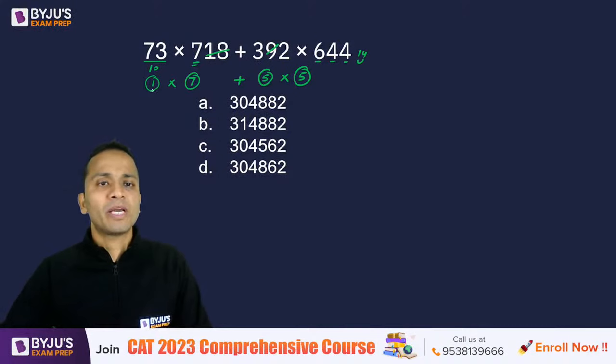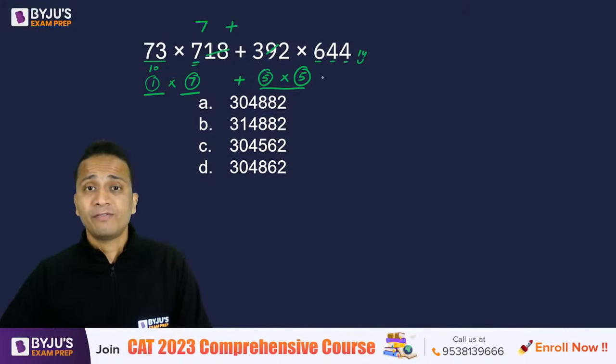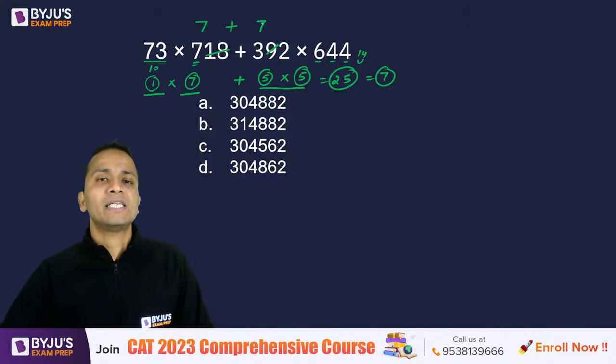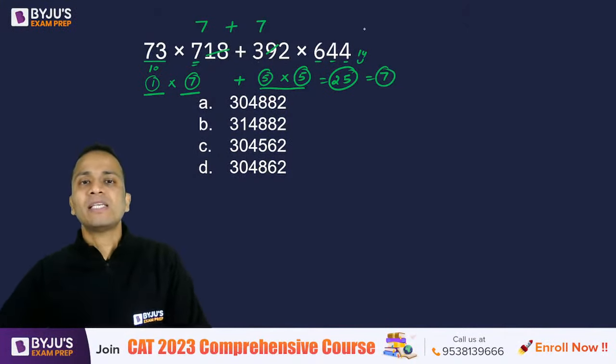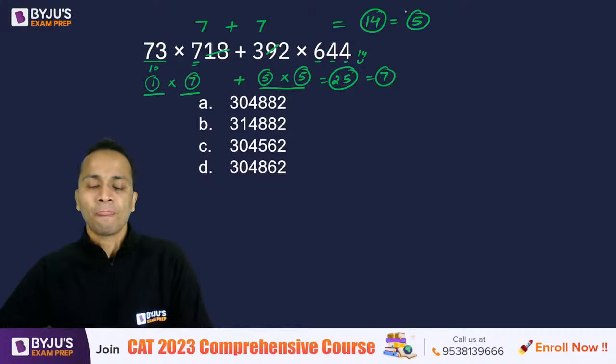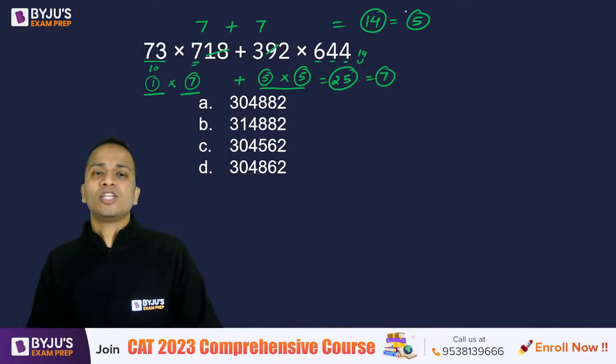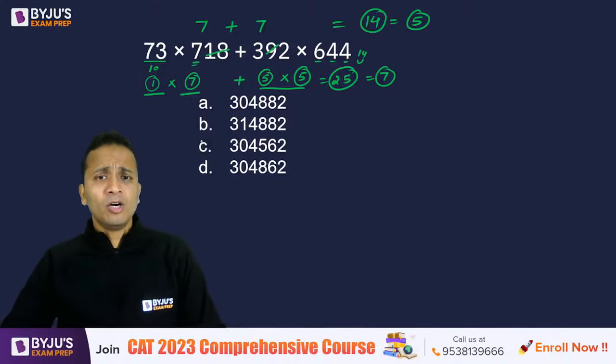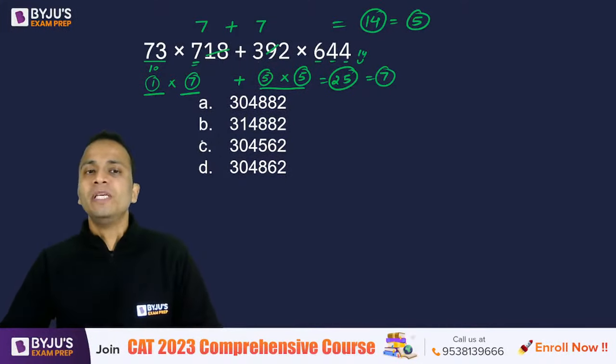So this expression will become 1 into 7 is 7 plus 5 into 5 is 25. Now 25, add 2 and 5 and it will become a 7. So I'll get a 7. So 7 plus 7 is equal to 14 and the digital sum here will be 1 plus 4, that is 5. So the digital sum of my result should be equal to 5. All right. The digital sum of the answer should be equal to 5.